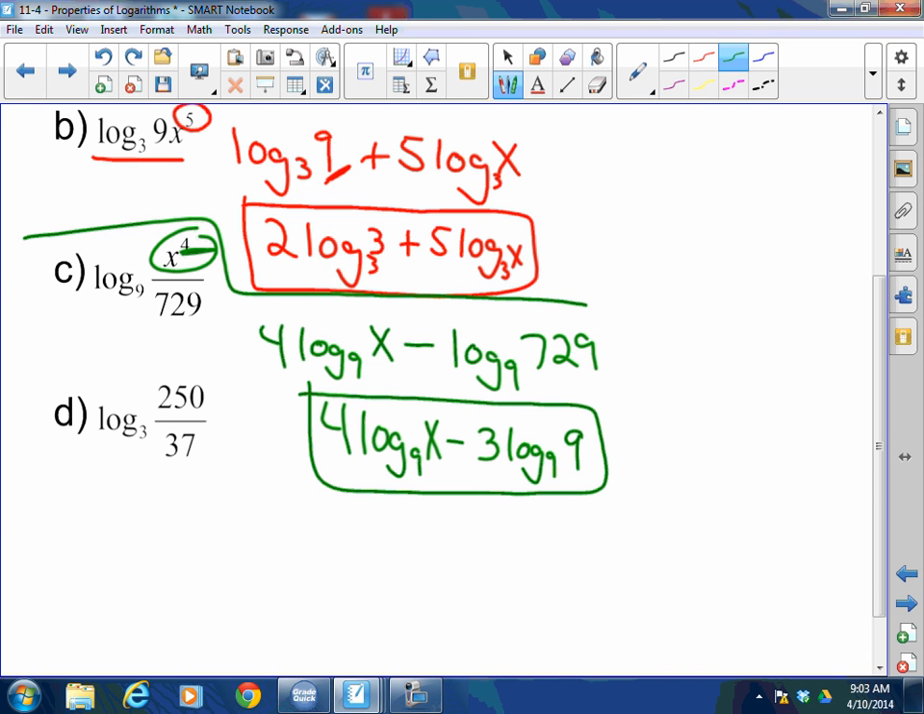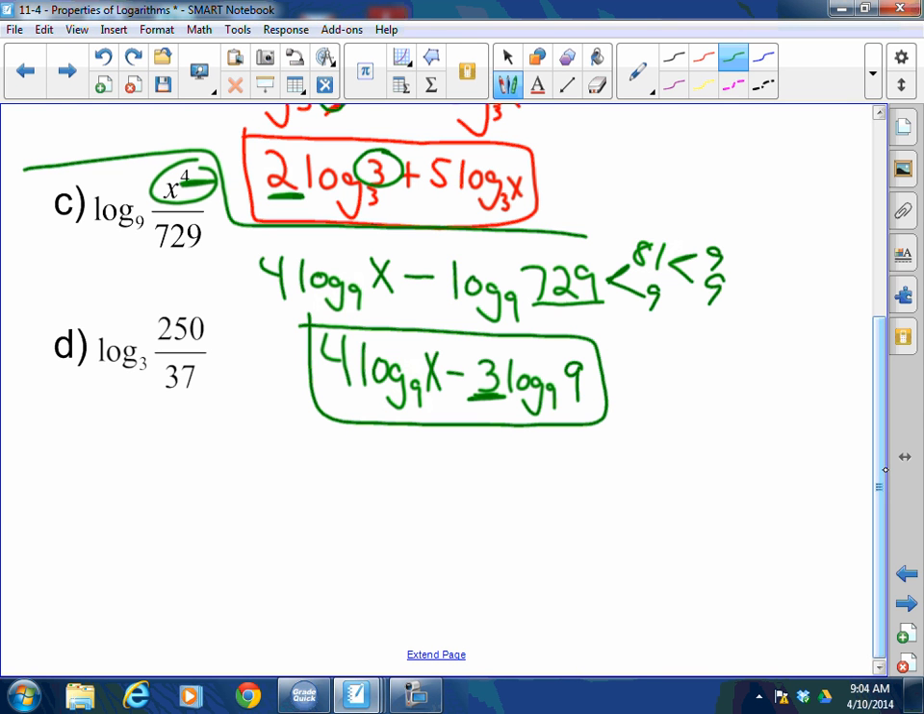The final answer that you get is divisible by the base, and you can simplify. Why did I change this 9 to a 3? Because that's 3 squared, and I have to expand it. And 729, I realize, is 81 times 9, which is 9 cubed. Because when I expand it, I've got to apply all of the properties.